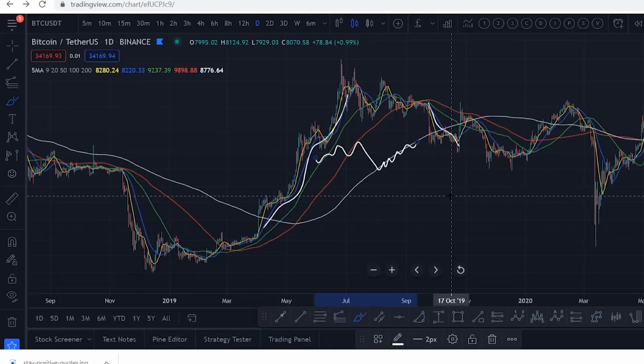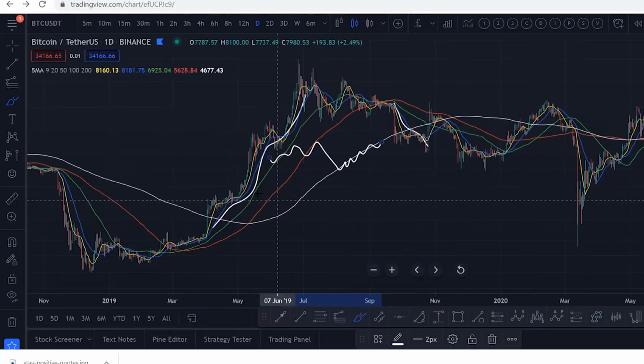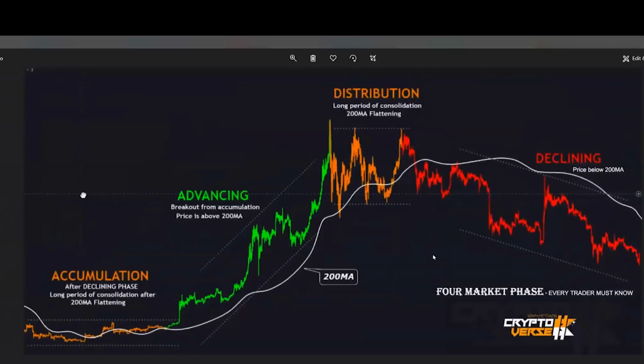I hope this is clear for you. So again, for the summary, dynamic support and resistance, the crossover, when to buy and to sell, and you will know the market pace. So that is the use of the moving average. I hope this is clear.